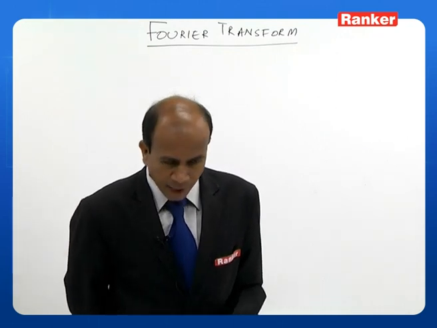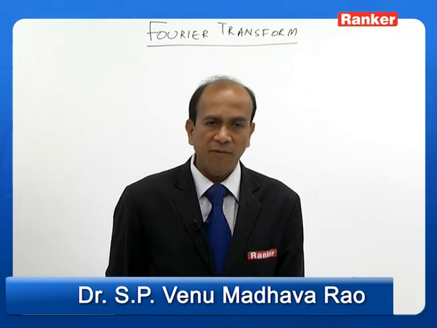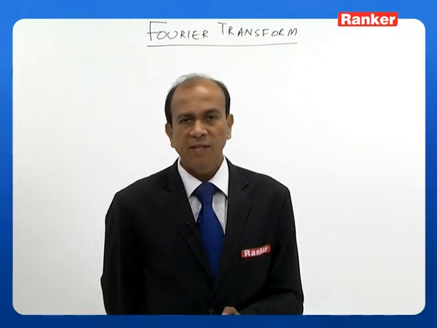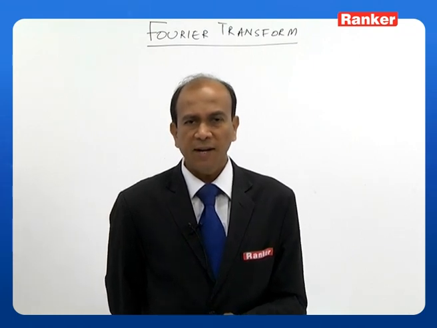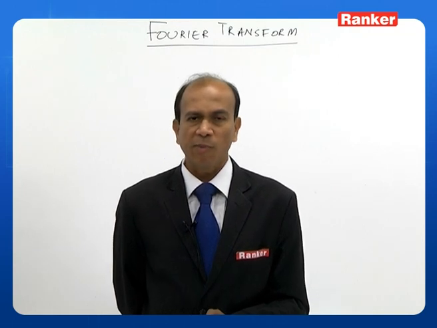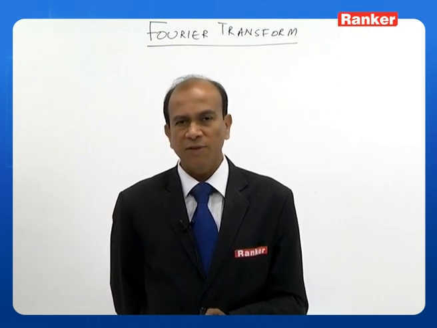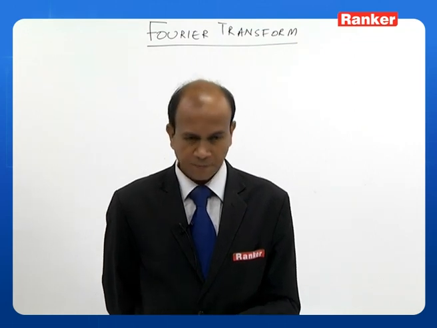Then, what is the Fourier transform of R12 of tau? That is equal to G1 of f into G2 star of f. This is called the correlation theorem. The correlation theorem states that R12 of tau has a Fourier transform of G1 of f, the product of G1 of f and G2 star of f. This is called the correlation theorem.